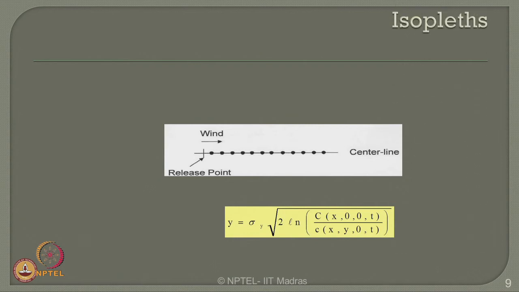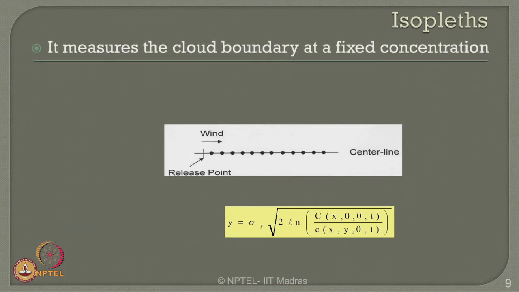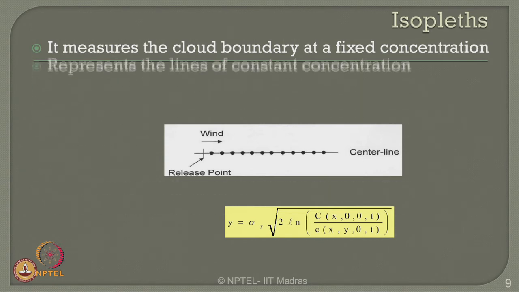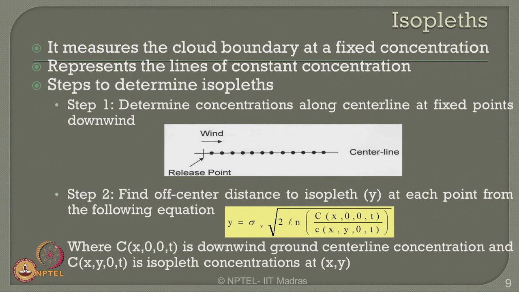Friends, there is a concept in dispersion release models which we call isopleths. Isopleths measure the cloud boundary at fixed concentration. Isopleths actually represent lines of constant concentration. There are different steps available in the literature to compute or to plot isopleths.